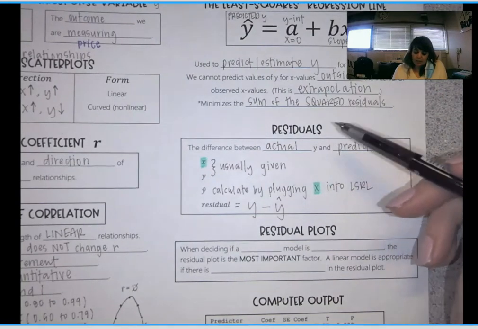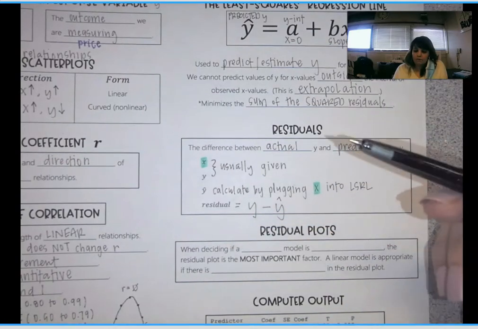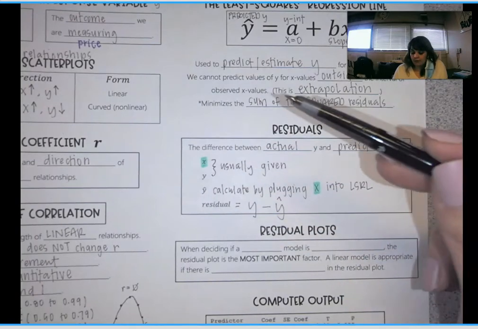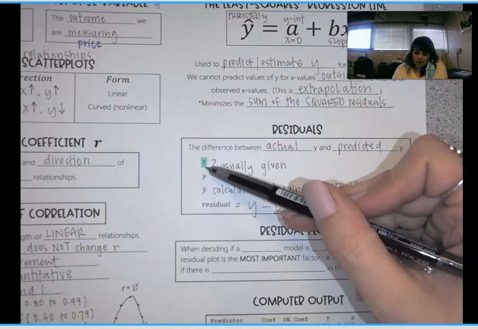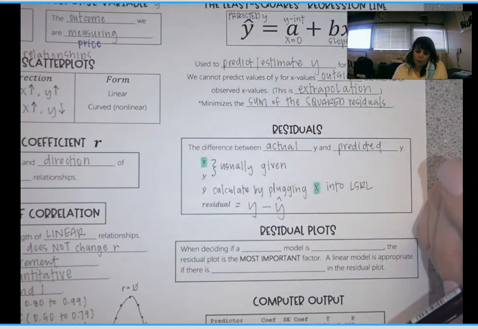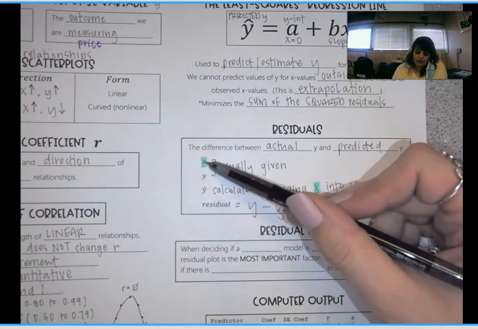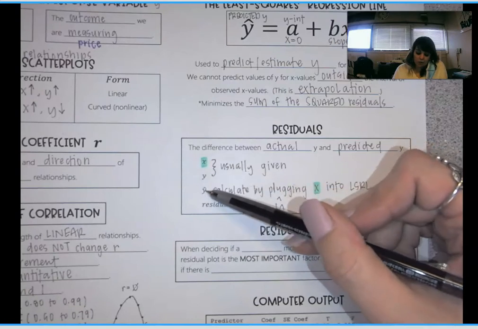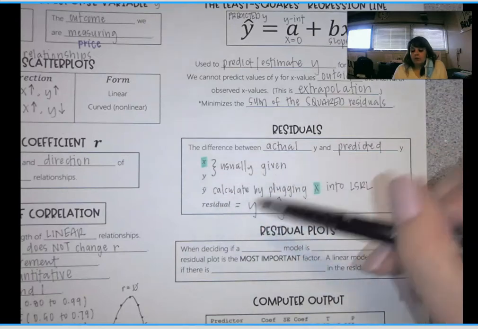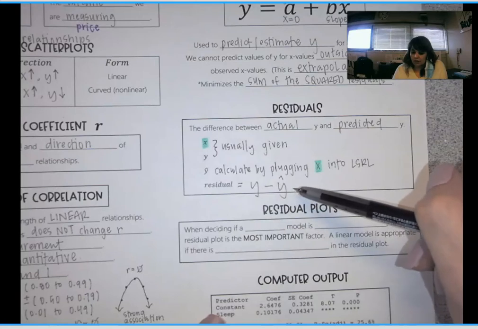One thing to keep in mind here is that if they give you any 3 of the 4, you can find the 4th one. Or even if they just give you X, Y, you can find the bottom 2, because you can calculate Y hat. So just keep in mind, they could ask you to find any of these. They could ask you to find X, Y, they could ask you to find Y hat, or the residual. Know that they will always give you enough information to use this equation to solve for whatever is missing.